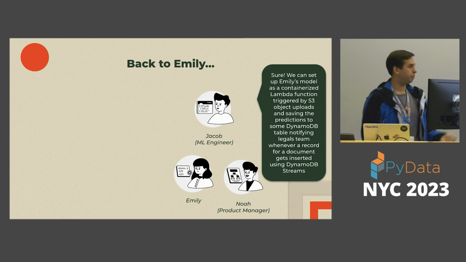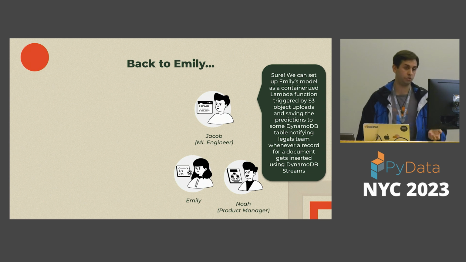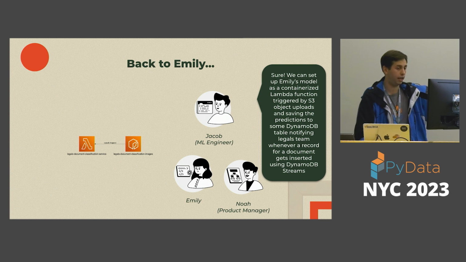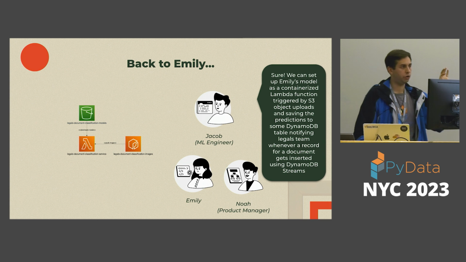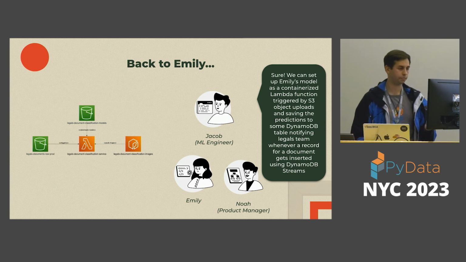So back to Emily, based on what we learned in this talk and going over Jacob's description, all that he was mentioning is having a Lambda function, which, as he said, was containerized. So we would have a Docker image running in the ECR service, and the Lambda would pull the image and run the inference. We can also have an S3 bucket in which we will put our serialized models, and we can make our function download those models and run the inference.